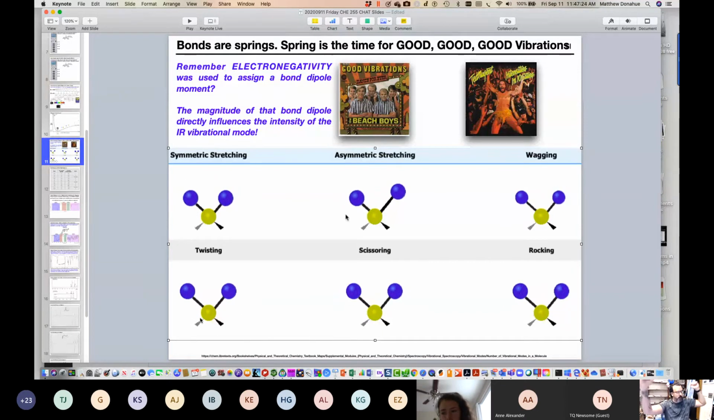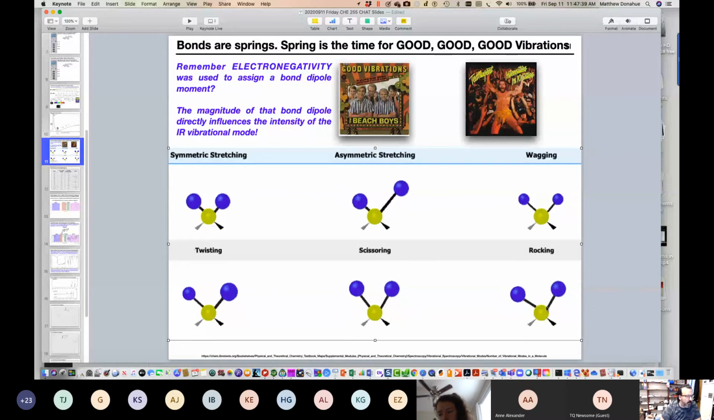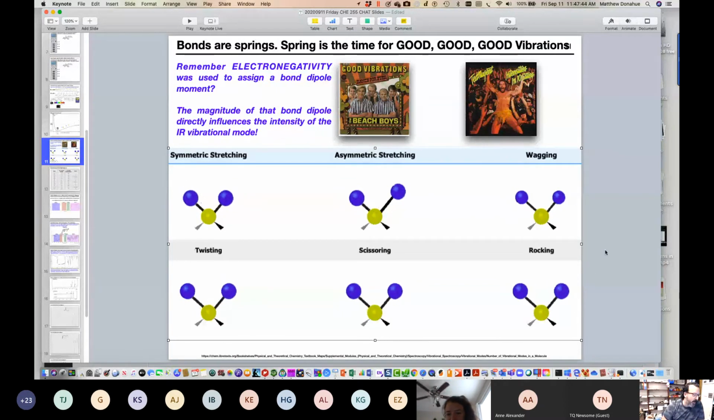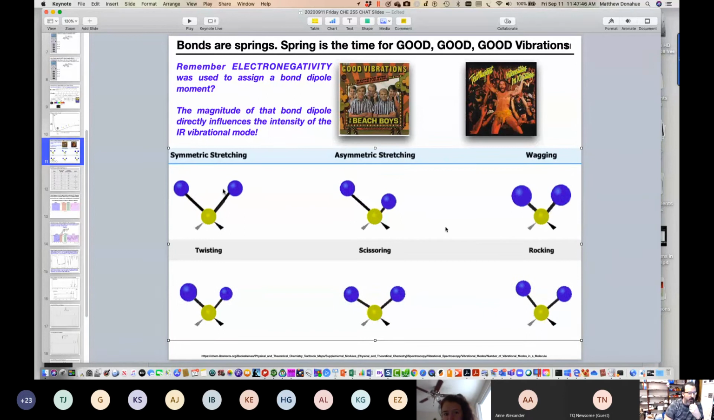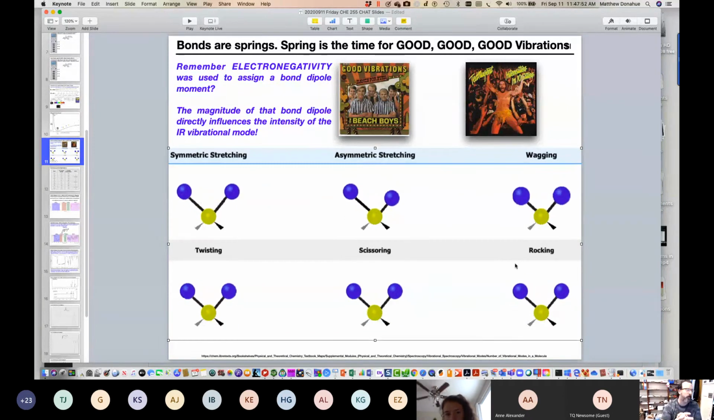Twisting. So remember 3rd grade gym class, the laundry, you're doing the washing machine here. Now you're scissoring, cutting a piece of paper. Now you're listening to Beach Boys here, you're rocking. So these are the common vibrational modes that the dipole moments can undergo. And so when you're actually seeing a stretch in the IR spectrum, that's what's happening to the molecule.